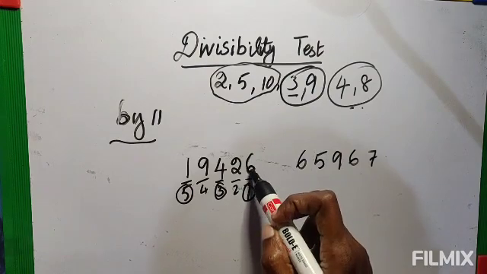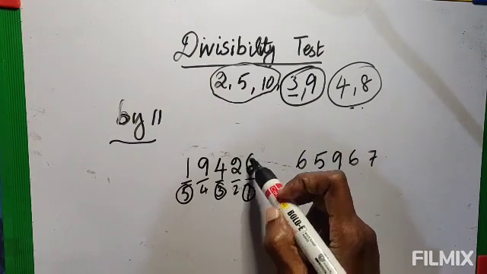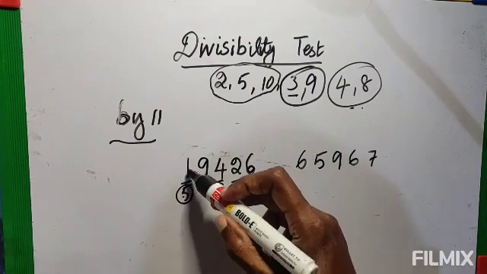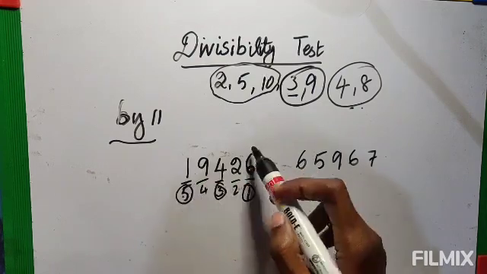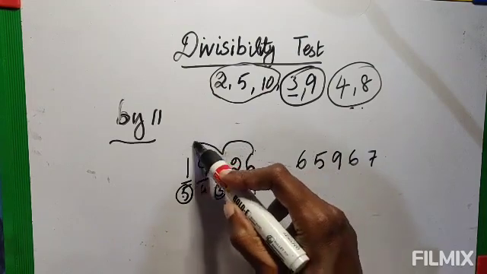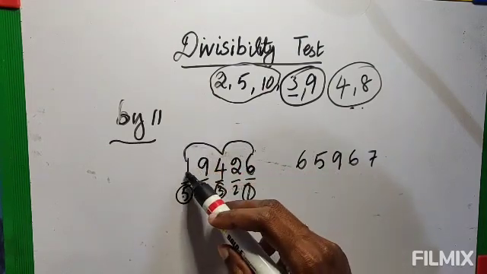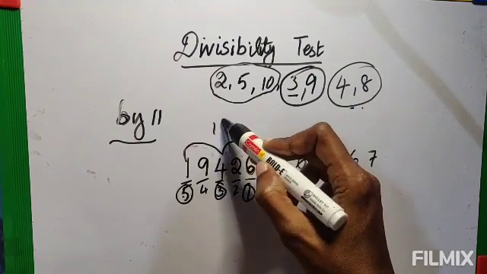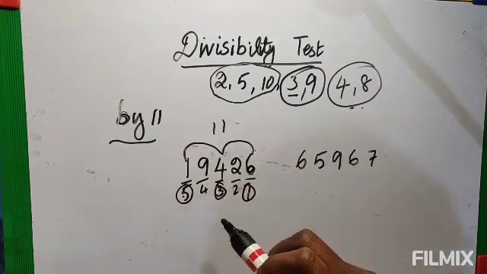In the ones place, 6 is there. In the third place, 4 is here. In the fifth place, 1 is there. So these are called odd number digits. So 6, 4, 1. You add these now. 1 plus 4, 5. 5 plus 6, 11. So when you add the odd number digits, you are getting 11.